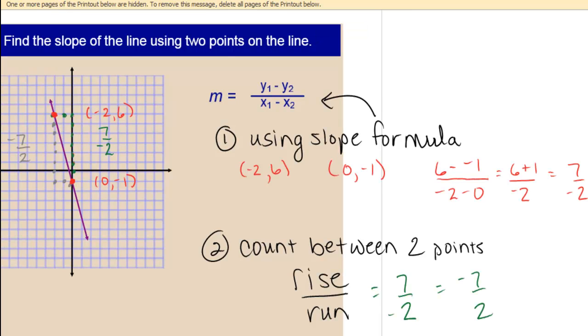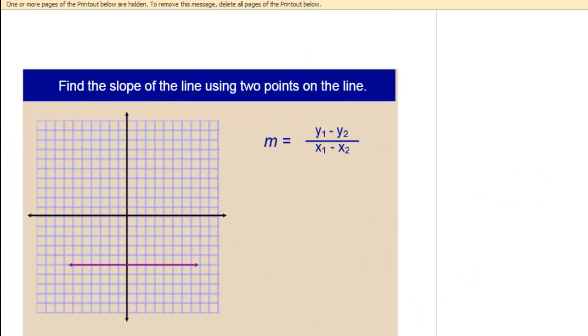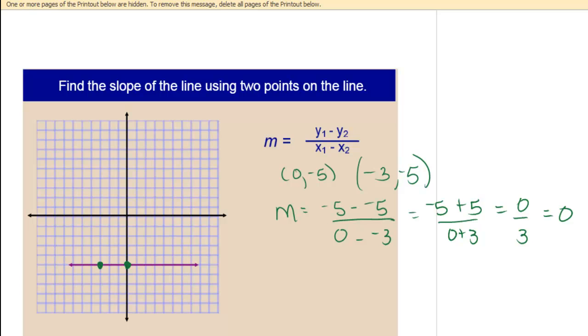I ended up with a negative slope of 7/2. So I showed it as both 7 over -2 as well as -7 over 2 on the graph. Find 2 points on this purple line and then figure out the slope. You should end up with a slope of 0. And hopefully this makes sense to you.